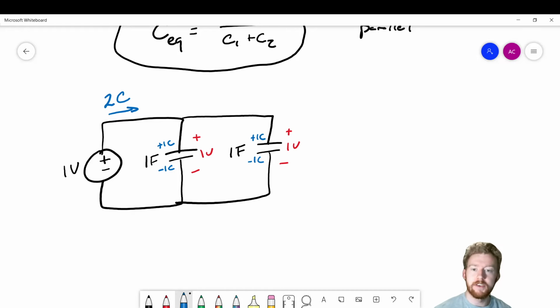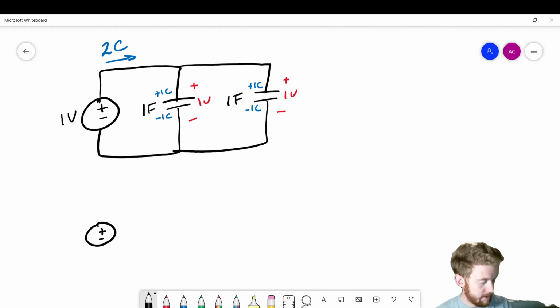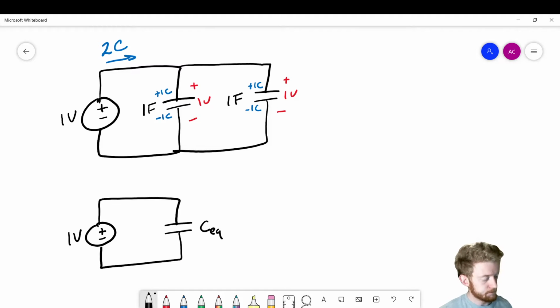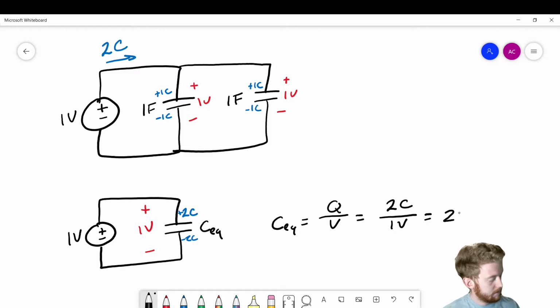Okay. So now this gives us enough information to get an equivalent capacitance. So I'll redraw the circuit. We have 1 volt, and we want our equivalent capacitance, Ceq. Well, we know that the voltage across it is going to be 1 volt, except now we've supplied 2 coulombs. Okay, so we know the charge, we know the voltage. That gives us enough information to calculate the capacitance. So let's say Ceq is equal to charge divided by voltage. That's going to be 2 coulombs divided by 1 volt. It's 2 farads.